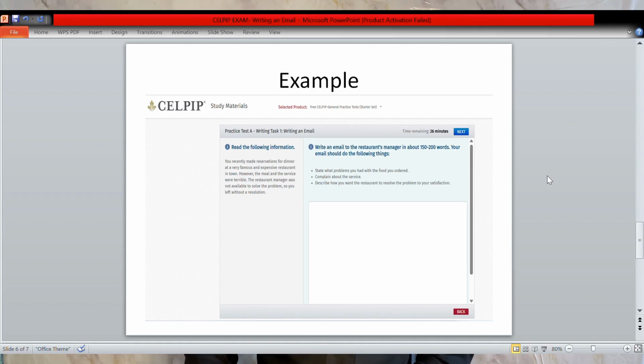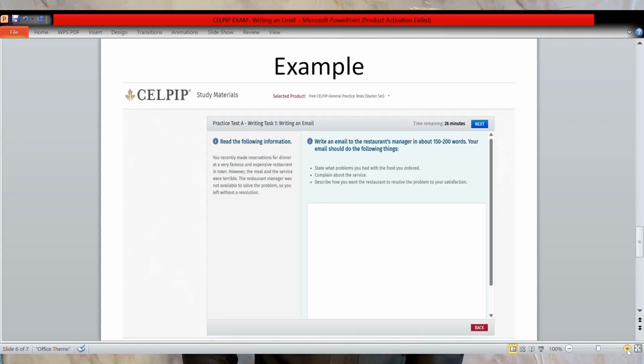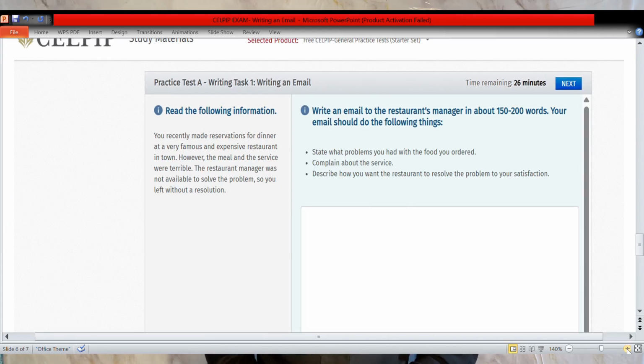In this exercise, if you can see the screen, you recently made reservations for dinner at a very famous and expensive restaurant in town. However, the meal and the service were terrible. The restaurant manager was not available to solve the problem, so you left without a resolution. State the problems you had with the food in 150 to 200 words. Complain about the service. Describe how you want the restaurant to resolve the problem to your satisfaction.